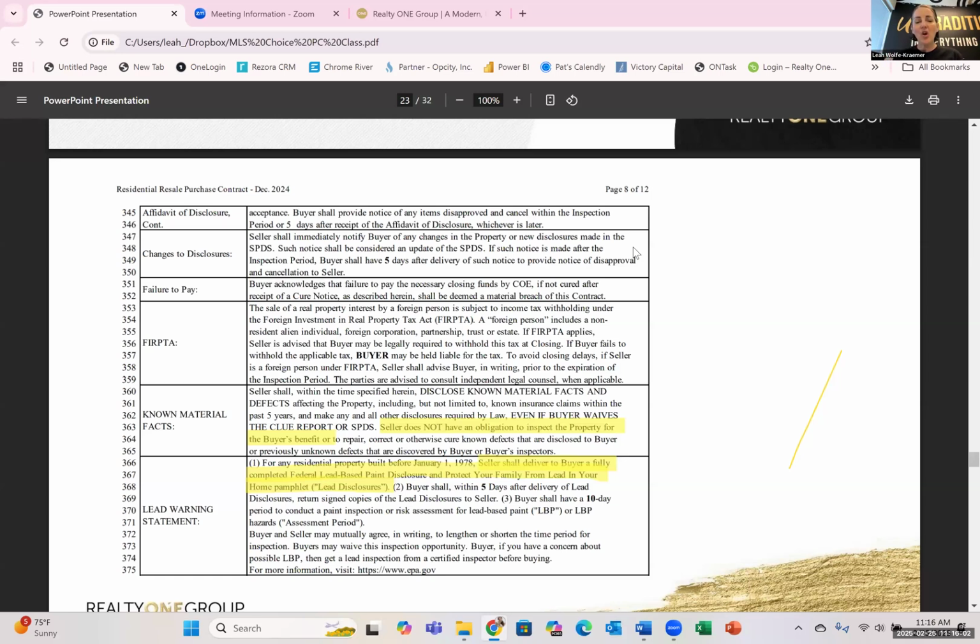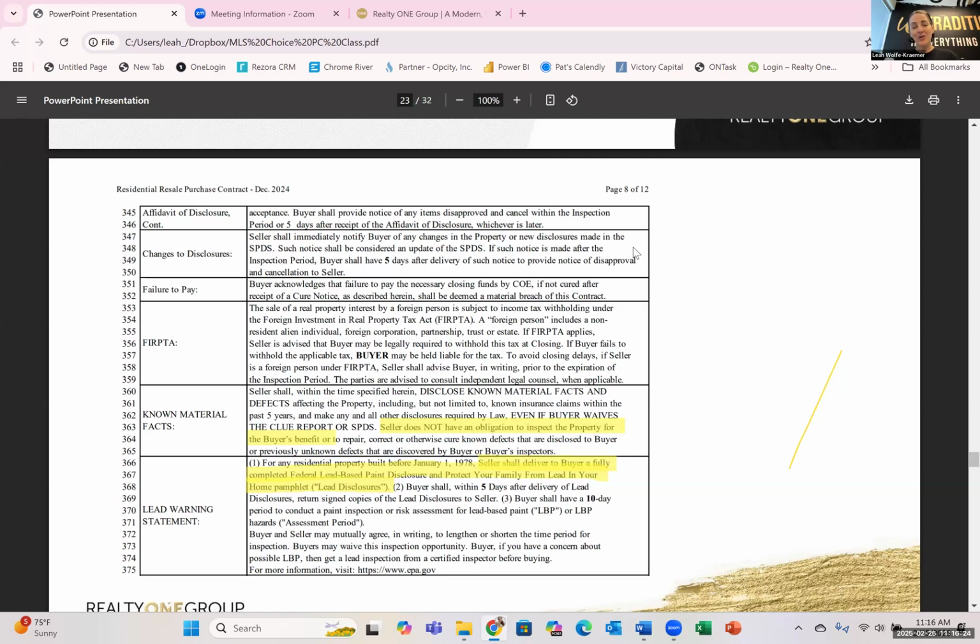I still see so many BINSRs come through where one of the requests from the buyer is seller to inspect the HVAC unit and correct any corresponding repairs, or seller to further inspect the roof and make any repairs the roofer deems important. No, no, no, no, no, no, no. That is not the seller's responsibility.